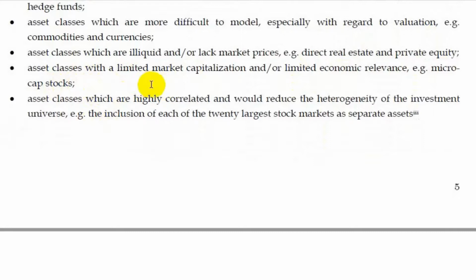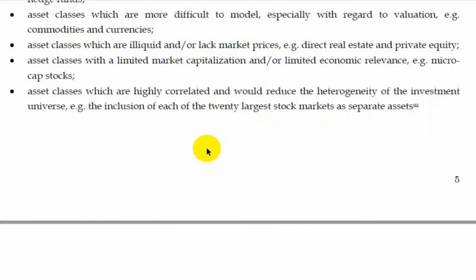They didn't want to include highly correlated asset classes that would go against the usefulness of the study. For instance, they included the 20 largest stock markets. As separate asset classes, that would be kind of moot, because the allocation would be somewhat indifferent between choosing between each of those stock markets.